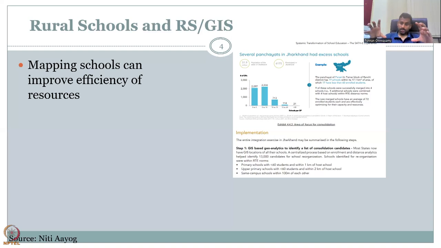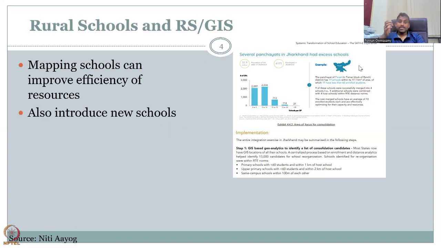But the infrastructure is almost doubled. So now students have two computers, correct? Instead of one at each corner. Now in one school, two computers, they can use it well, and teachers and others can run more classes. So this is a case of Jharkhand where there are excess schools, but mostly it is the other way around.